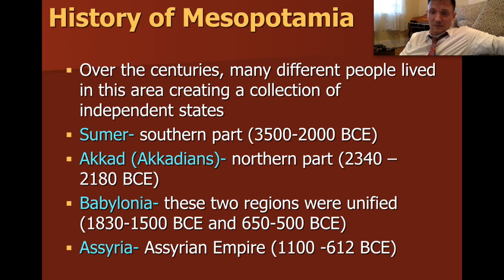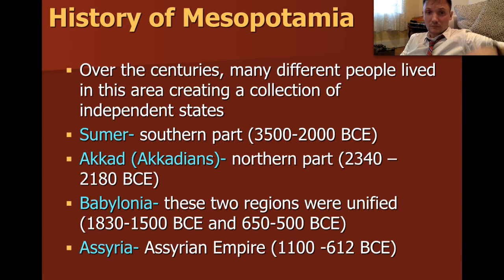So, let's talk about the history of Mesopotamia as well. Over the centuries, many different people lived in this area, creating a collection of independent states, okay? Those states are also called a city-state. I'm not going to tell you to write down city-state, because by this point in high school, you should already know what one is. But just in case you don't, a city-state is a located area that is autonomous. They have their own government, and it includes the main city and then the surrounding towns and villages, okay? So it's an independent governmental unit. Now, Mesopotamia, as we know, is a region. It's not a country. It's a region, okay? Had a ton of city-states inside of it.